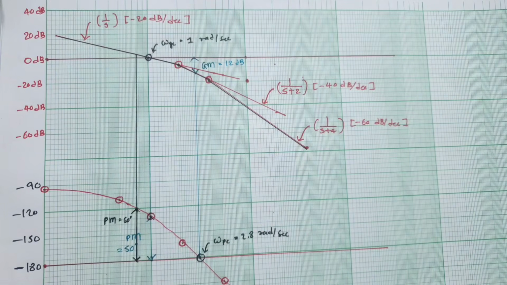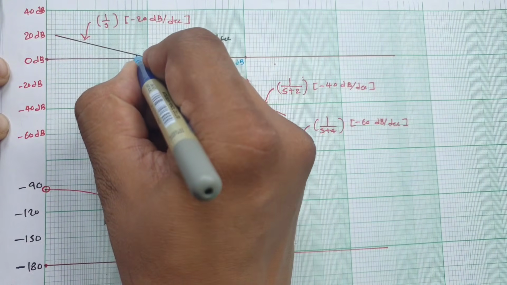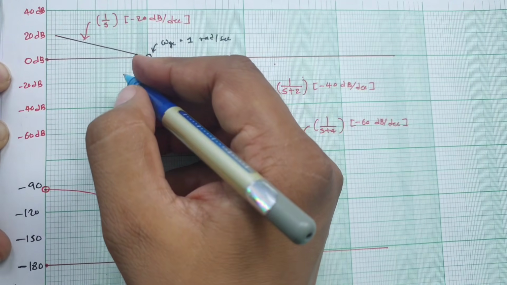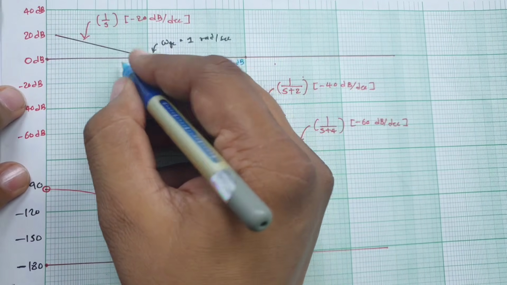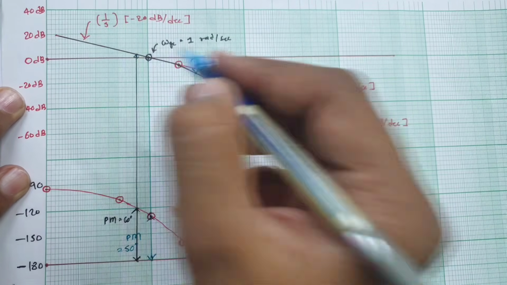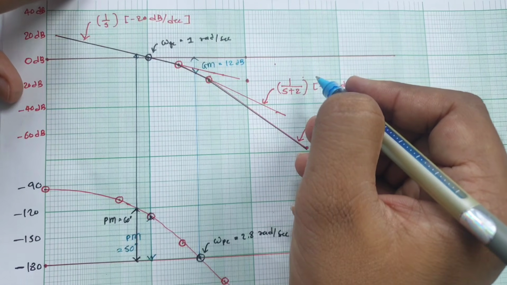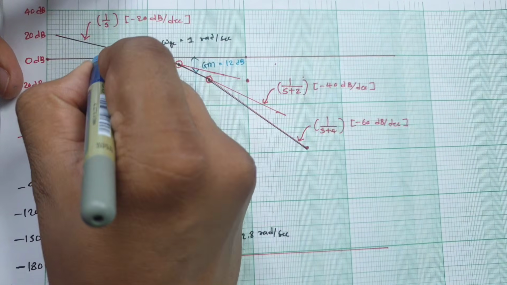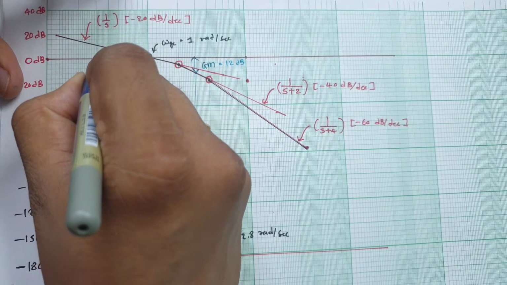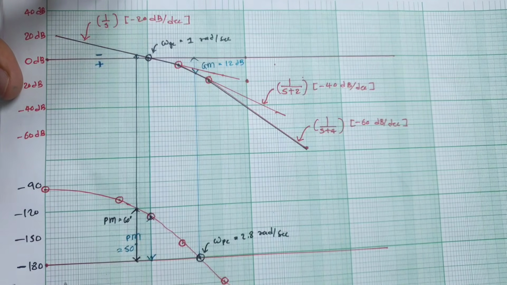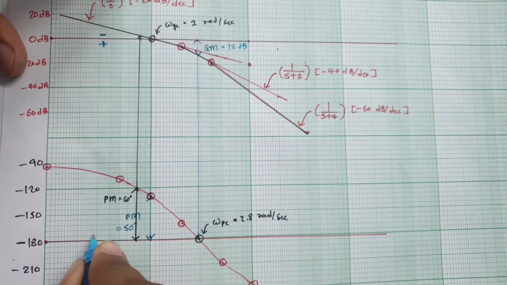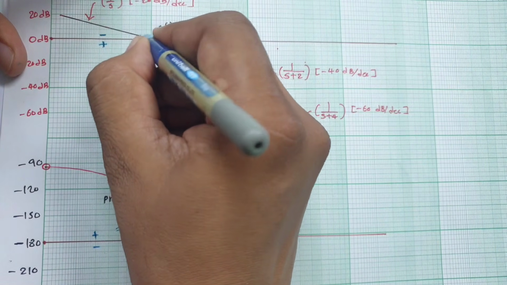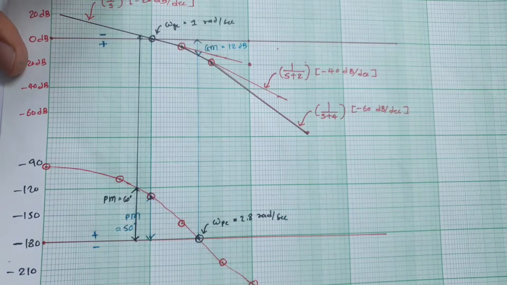Here all we need to do is see how much value there is with this. That is approximately 4, gain margin approximately 4. Now there are a few points that one should know. Gain margin is negative over here and positive over here, and phase margin is positive over here and negative over here. So this gain margin is minus 4 over here.